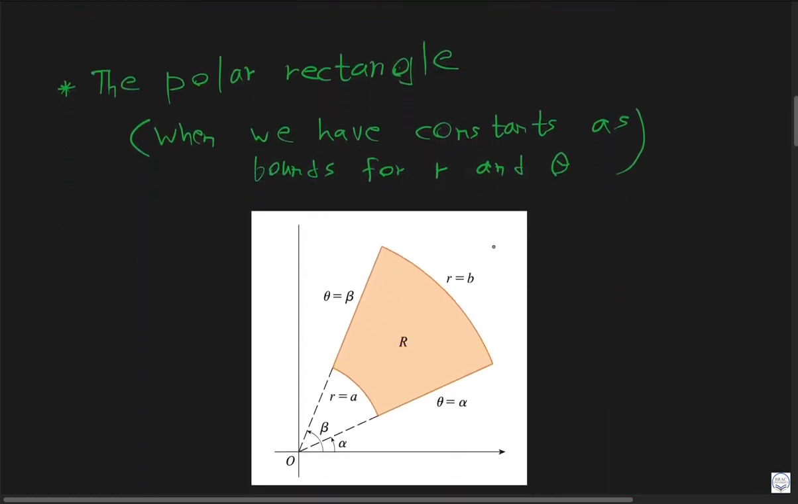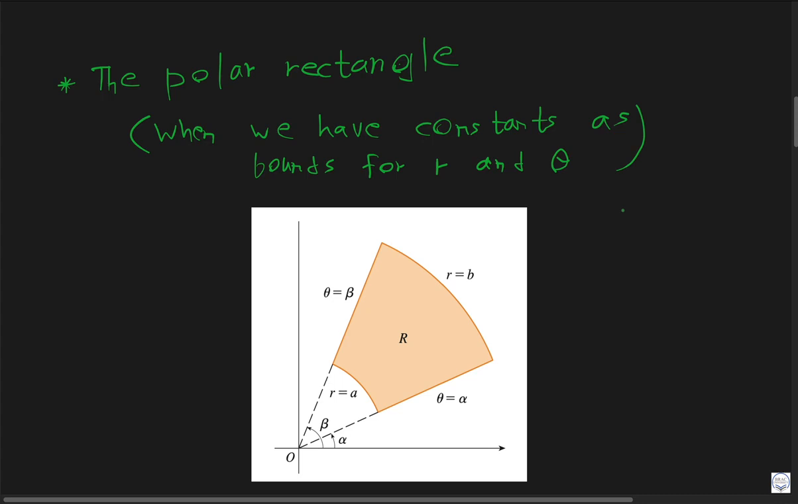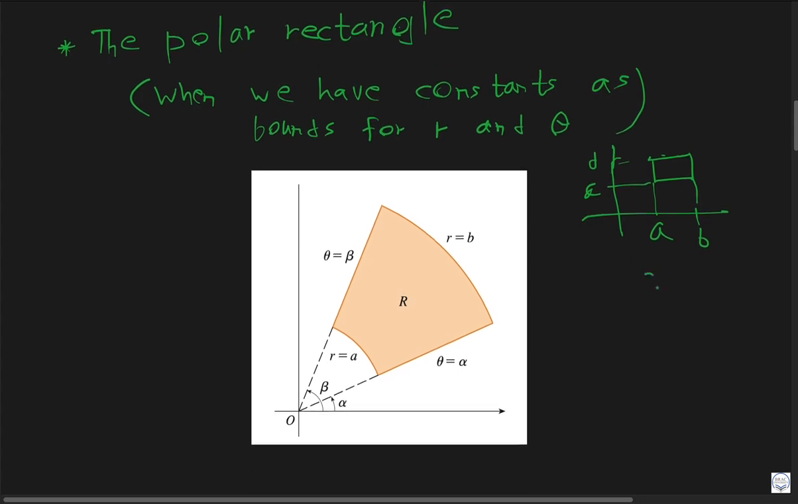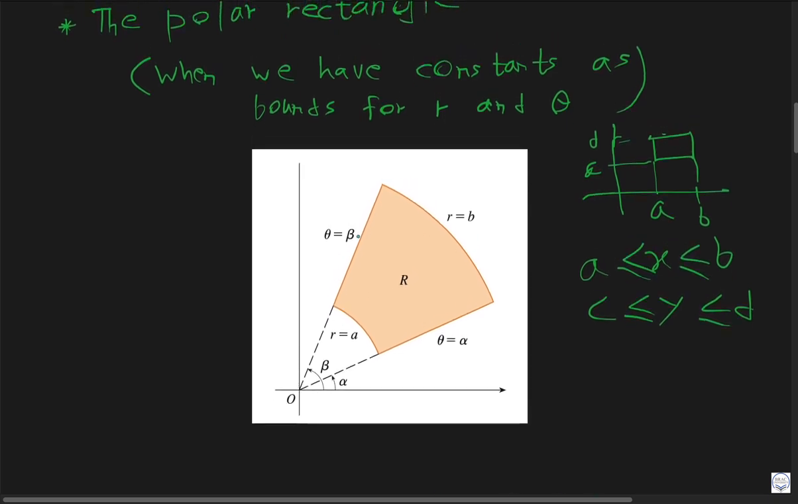Now the polar rectangle is very similar in concept to the Cartesian rectangle, which you're already familiar with. The rectangle which looks like this, with straight lines, not circular arcs like this one. So here, when we identified the regions, these bounds were always constant. For instance, if A is a constant, B is a constant, and on the y-axis we have C and D, both constants. So in Cartesian coordinates, if our bounds were constants like this, we called our region rectangular.